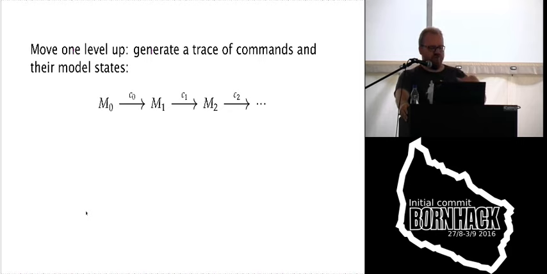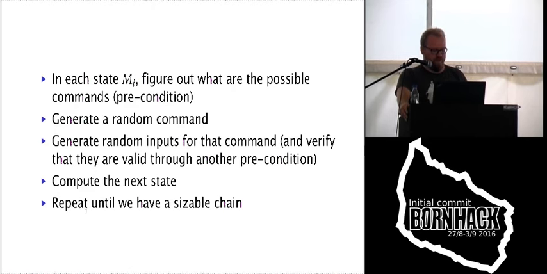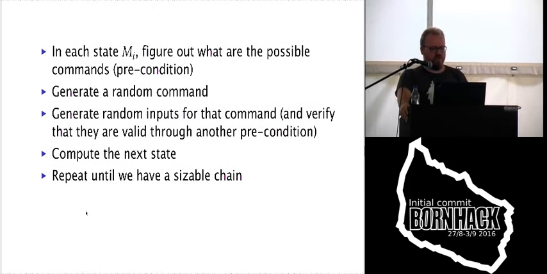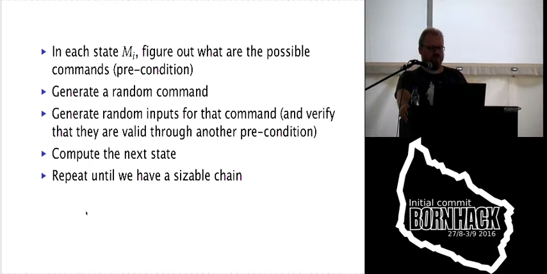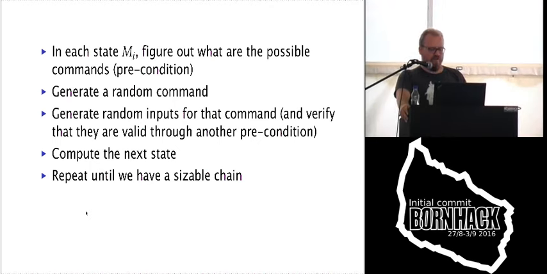So now I have a trace, a state model trace state chain that I have built up. And this slide, I think I said most of it. So essentially what you do is you generate a random command, you generate inputs for that command, then you re-verify another precondition that the inputs are also valid, because there are certain situations where given a command, given certain inputs, they are not valid.